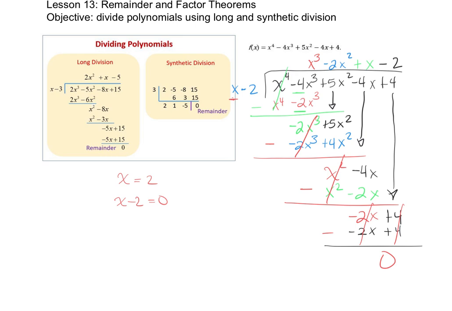Notice how I've lined up all of my x to the fourth powers, x to the third powers, x squared, all my x, and all of my constants so that I can keep everything in check.